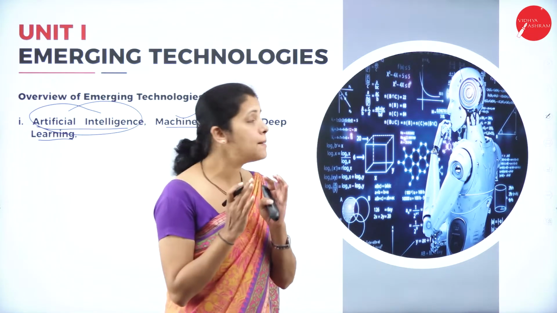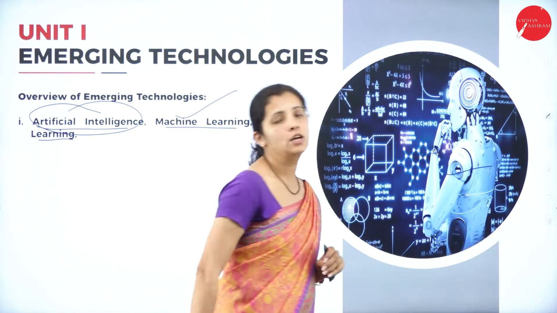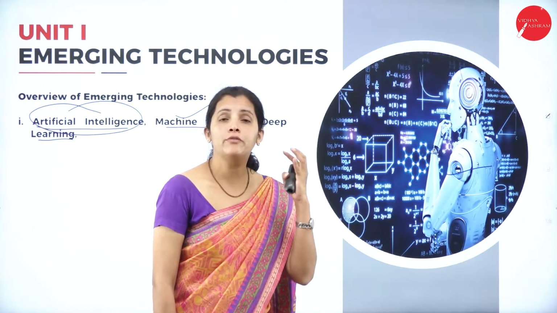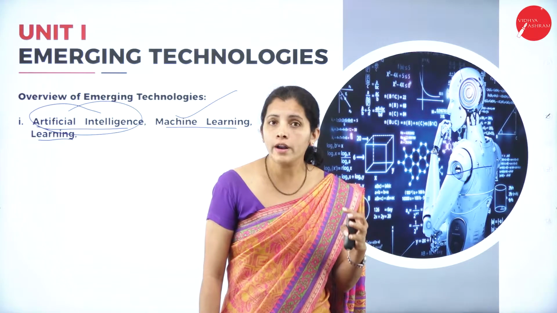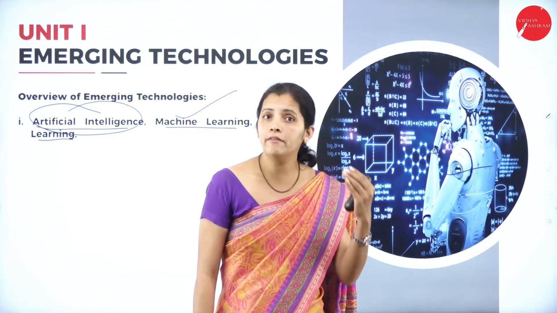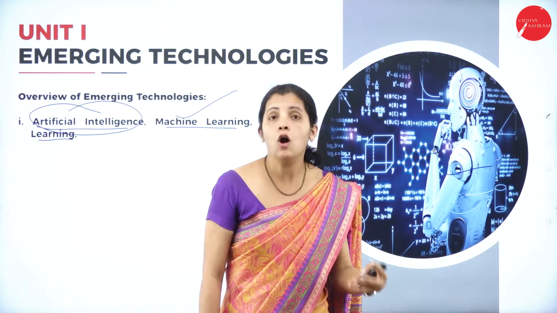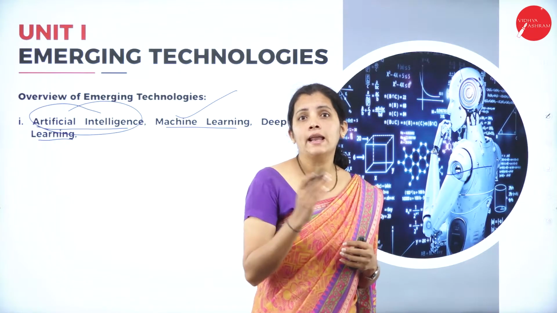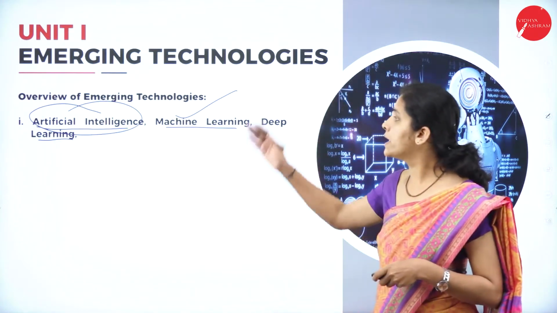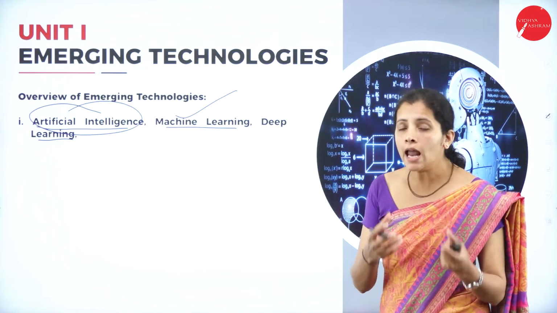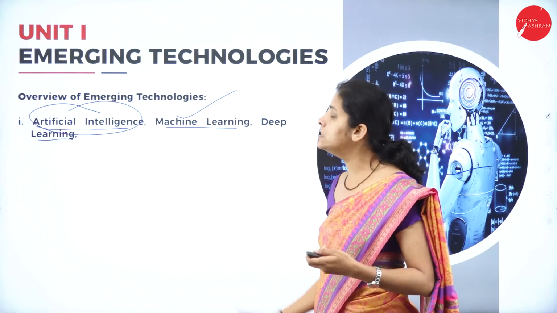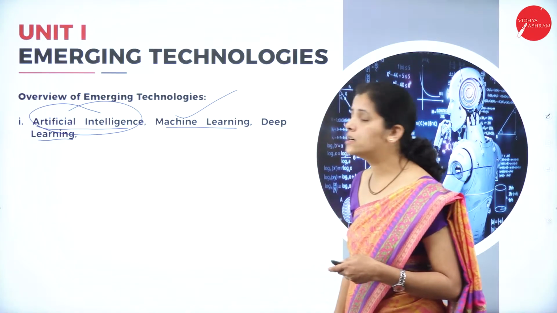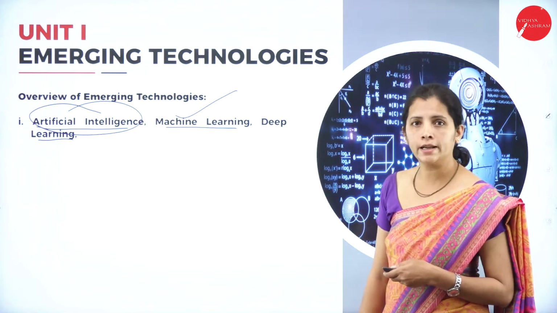The best example for artificial intelligence is robotics. Suppose I want to design or develop robots, or any virtual assistant, self-driving car, or any automated traffic management system, then I require artificial intelligence. Along with that, I'm going to club machine learning as well as deep learning. So this is the first topic that comes under the overview of emerging technologies.